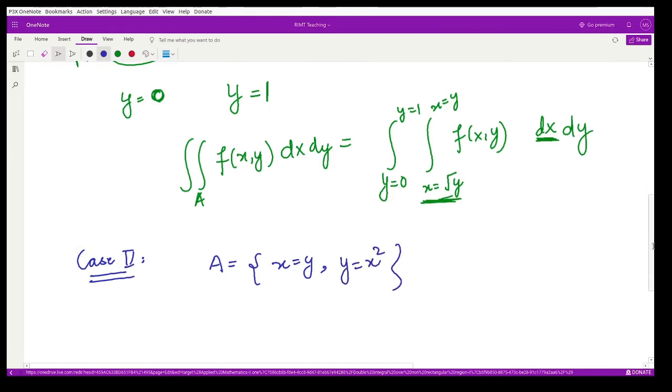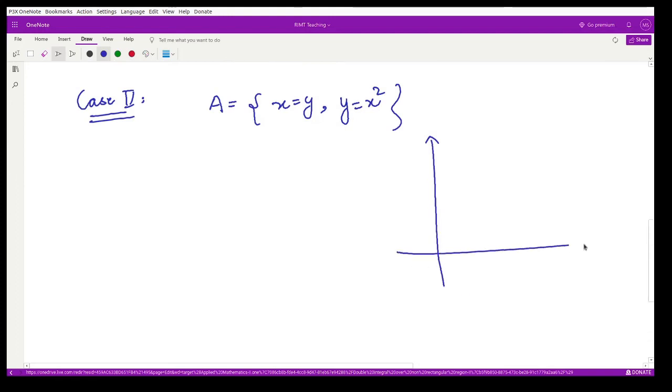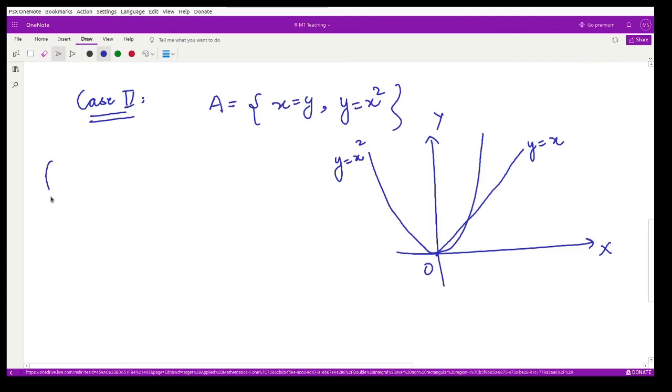So again let me draw them here. X, y, and this is the origin. This is the line y is equal to x, and we have this upward parabola. It will be something like this, y is equal to x square. Now we have to evaluate this double integration of the function f of x, y. First of all, we are interested in calculating the limits of y and the limits of x.